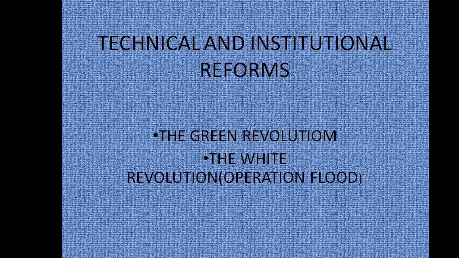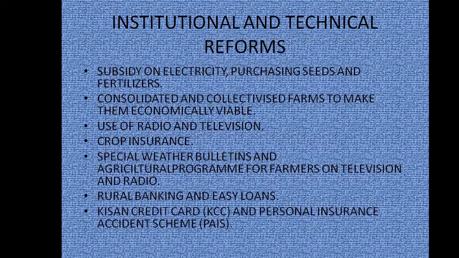To start these technical and institutional changes, the government took the initiative by providing various facilities. The government started giving several kinds of facilities to the farmers. Hence, certain institutional and technical reforms were implemented. Now, what kind of reforms? As you can see, the institutional and technical reforms which took place during that time were, the first point is subsidy on electricity.